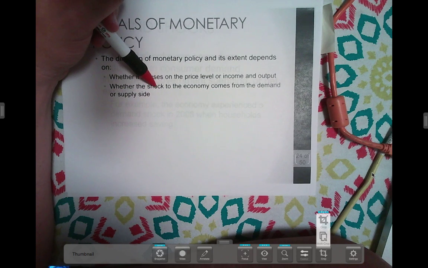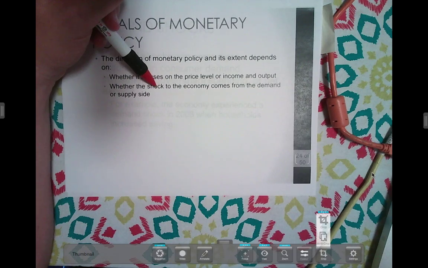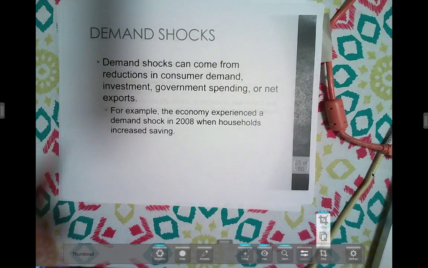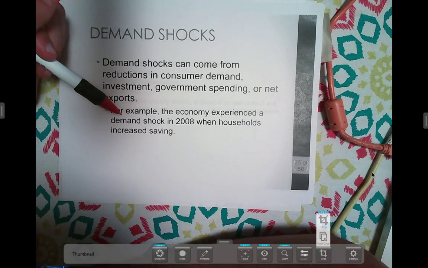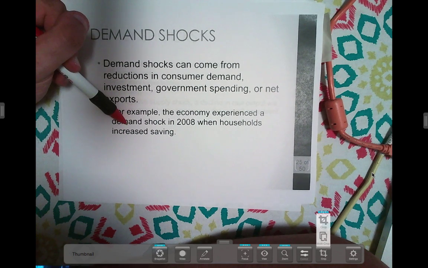Or are they going to be responding to shocks to the economy, like a tsunami, right? And then they have to change policy, or like September 11th, they intervene and change their policy because they think that the economy is going to be affected. Or in this case, we could have the demand shock that comes from the housing crisis and the housing bubble.